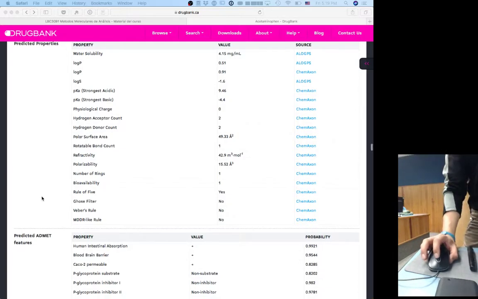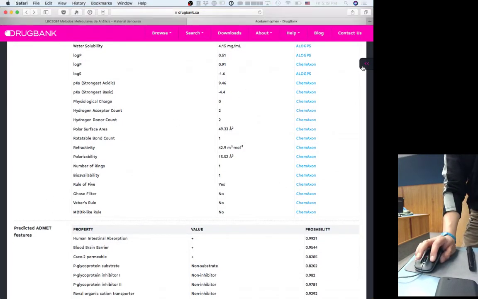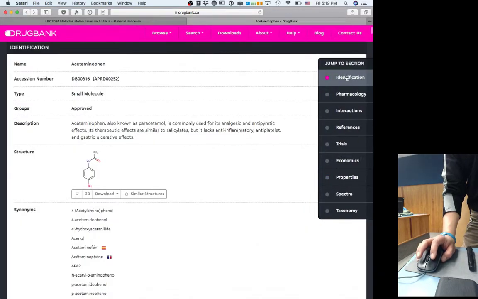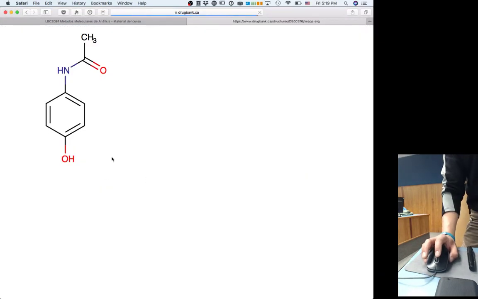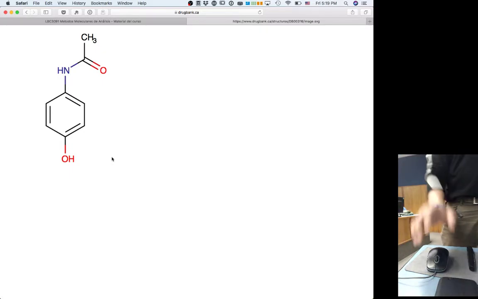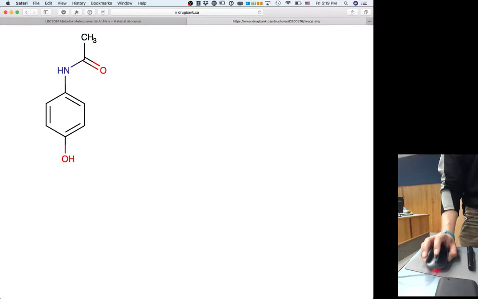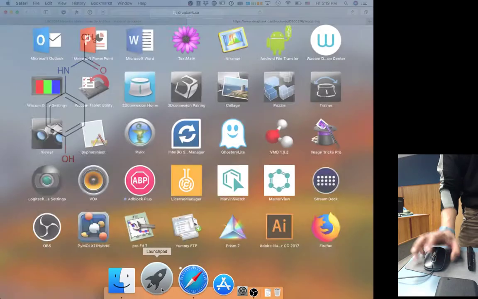Now, I'm going to go back to the top, to the structure. Okay, and keeping this on this side of the screen, what I'm going to do is now open Sketch, and please do the same.